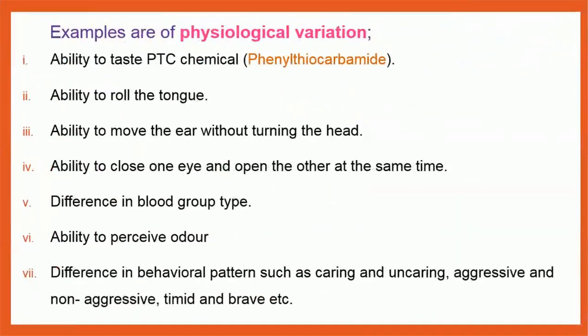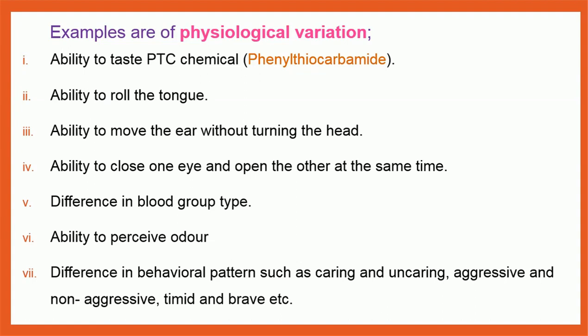So examples of physiological variation. Now this variation cannot be observed by looking at the people or individuals, not until they behave, act, or react in a certain way, you cannot see this kind of differences. So number one is ability to taste PTC chemical. PTC stands for phenylthiocarbamide. This is a chemical that some people will taste and they will tell you it is bitter. Some will taste it and tell you it has no taste. So we have the tasters of the chemicals and the non-tasters of the chemical.